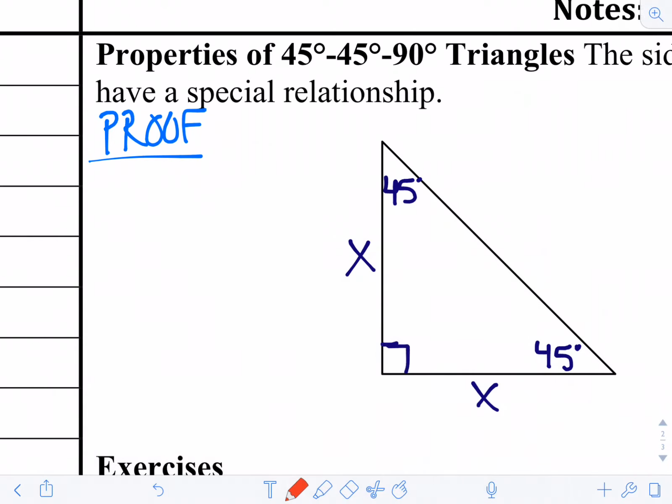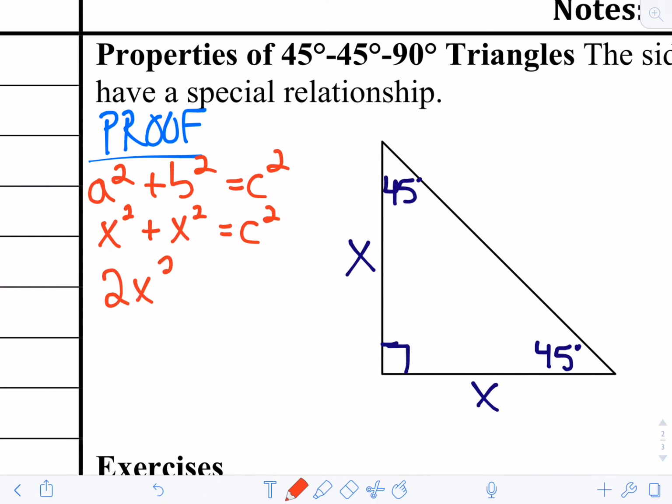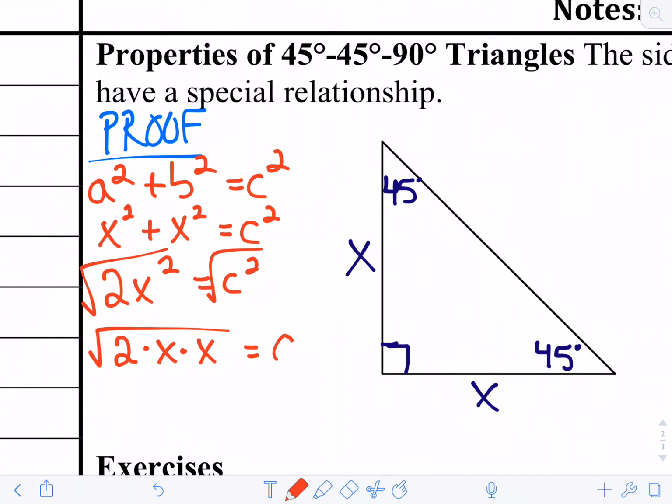So you have a squared plus b squared equals c squared. So we have x squared plus x squared equals c squared. So we have 2x squared is equal to c squared. And then we're going to take the square root of both sides. Well, when you do this, remember x squared is just x times x. Okay, and so what happens here is you have a pair that you can pull out, and you have a 2 left over. So across your 90 is going to be x square root of 2.